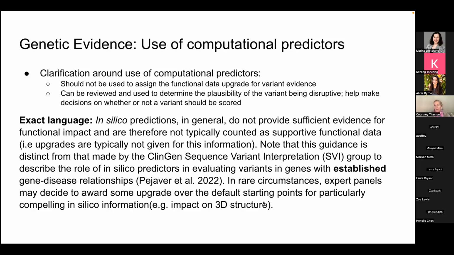Again, there may be expert panels that decide to reward the upgrade over the default, especially if it's particularly compelling in silico information. We would again just stress that you have consistency across your expert panel and the genes that you're evaluating, and how you score and use this particular type of data. We wouldn't want you to score it for one gene and not another, but really make sure you have some compelling evidence of why to do that. Otherwise, try to keep it consistent across all of them.